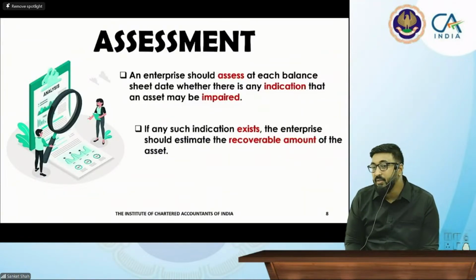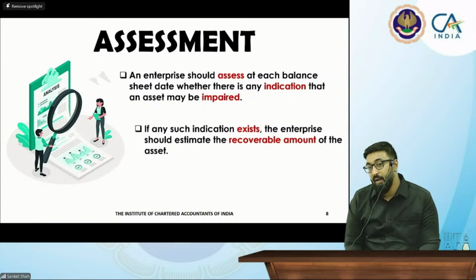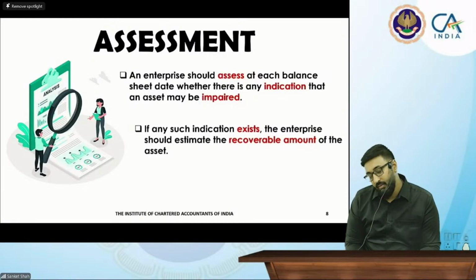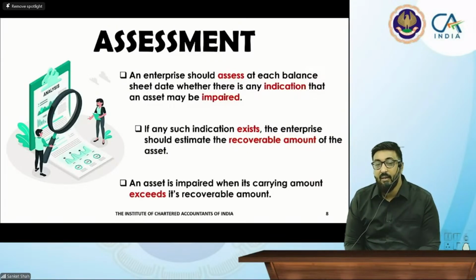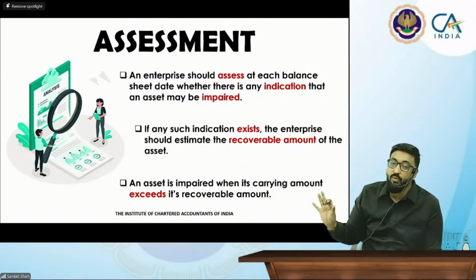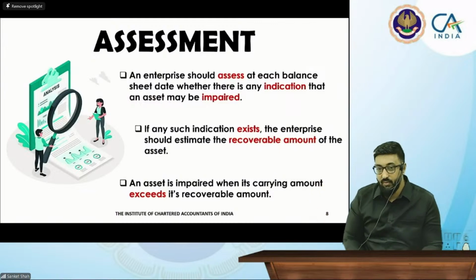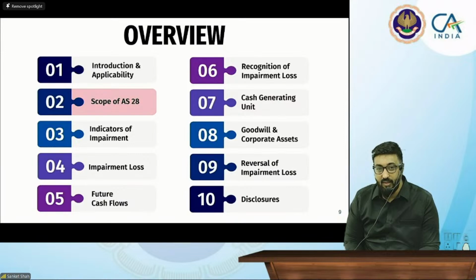Now what are indicators? We'll check that, don't worry. And then we will estimate the recoverable amount. What is the recoverable amount? The higher of NRV or value in use. Very good. An asset is impaired when its carrying amount exceeds its recoverable amount. So anything new for you in this? No, sir. So you have to do it when there is an indication that the asset is impaired, on every balance sheet date.